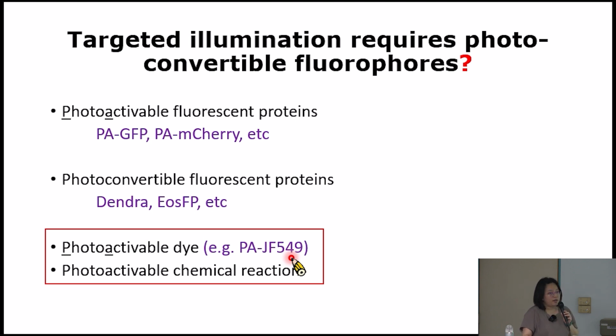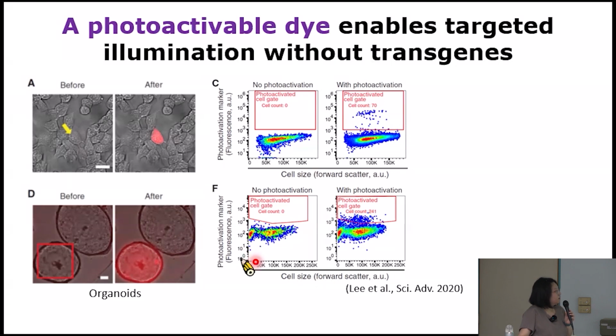And the JF dyes also come with a photoactivable version. If you use the photoactivable dye, it's just like a photoactivable protein, except that you don't need to pre-engineer your cells to use them. So here is an example.